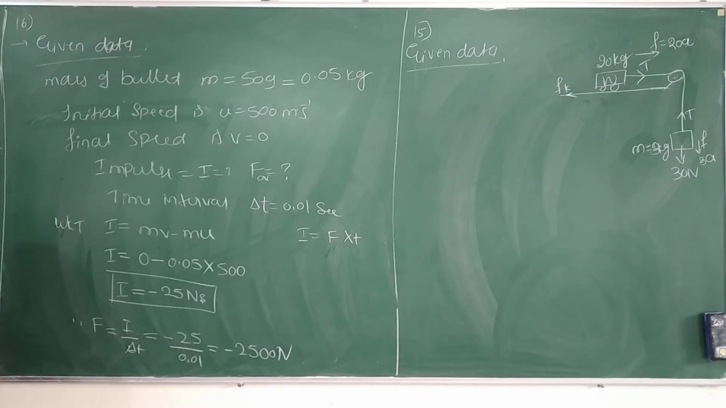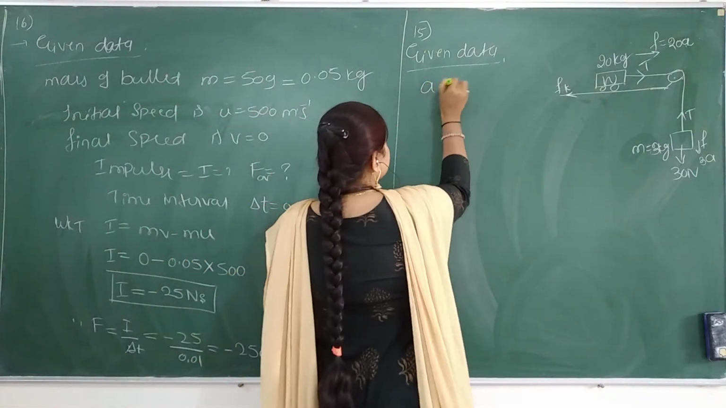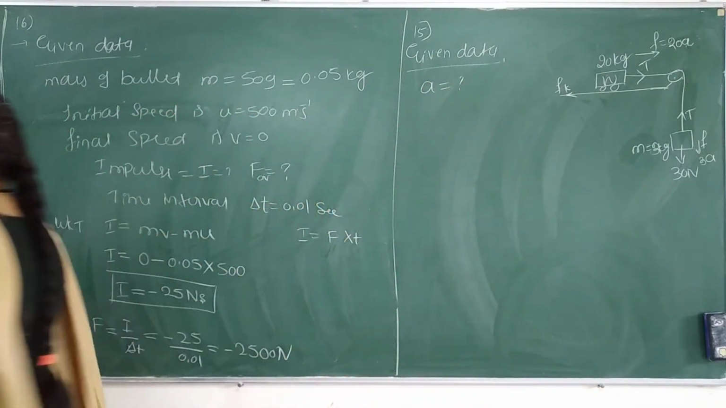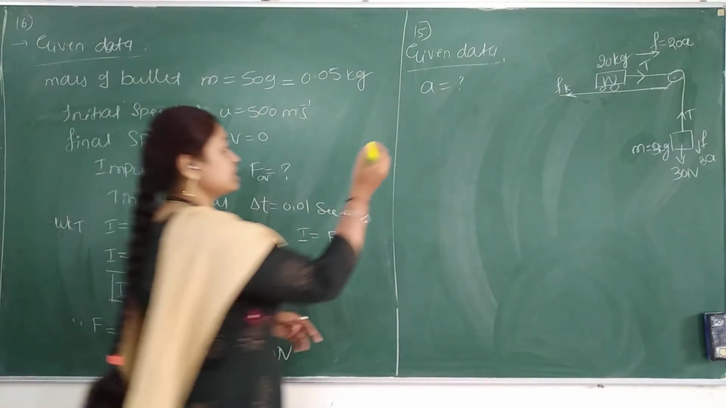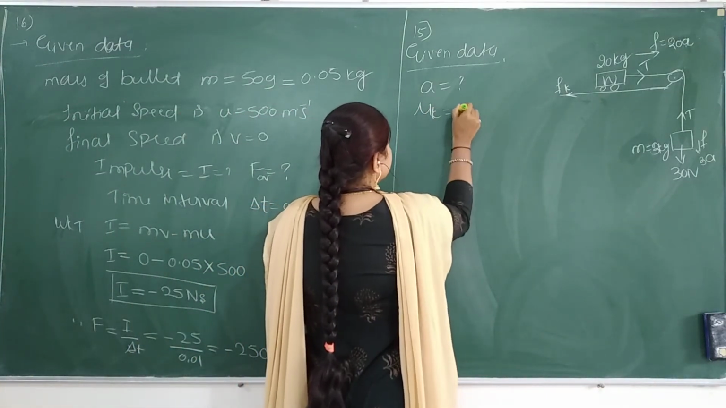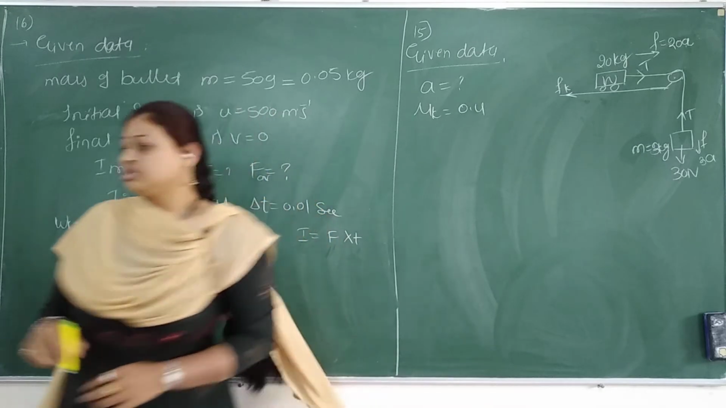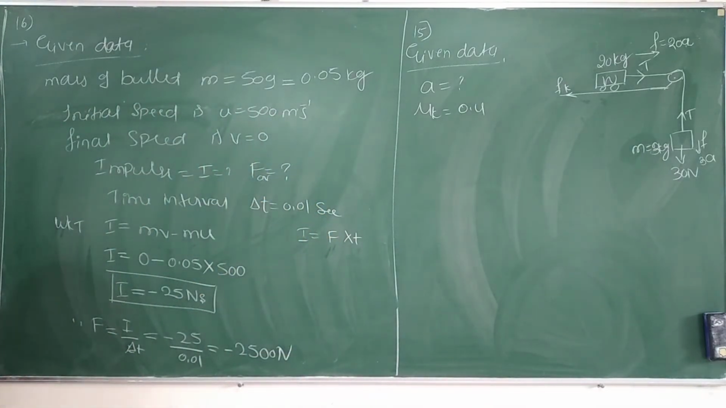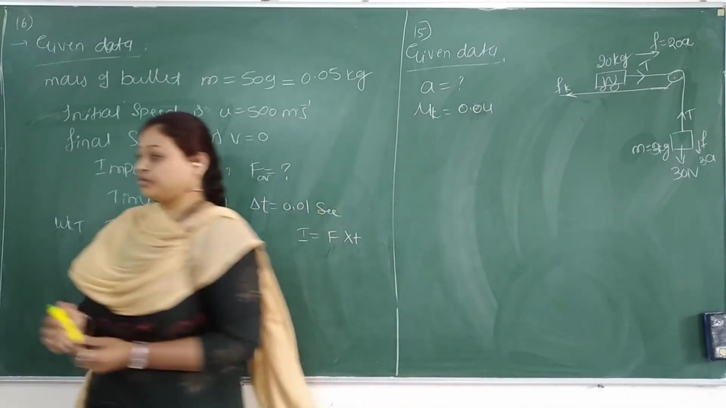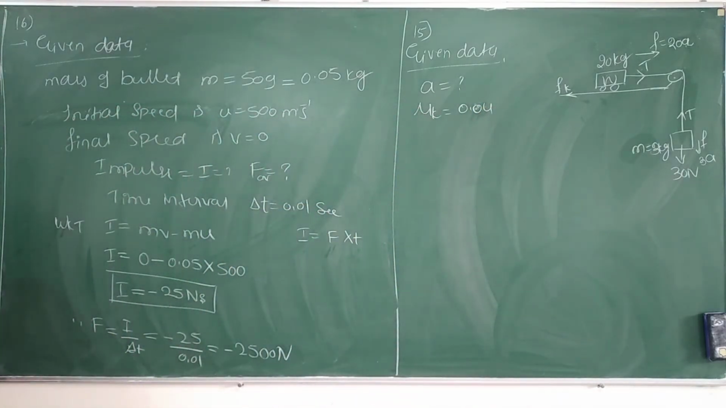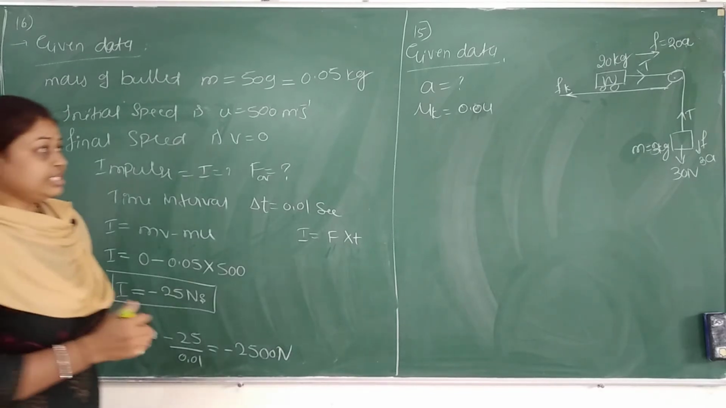What is the acceleration of the block and the trolley system? So you have to calculate the acceleration a. Then if the coefficient of kinetic friction between the trolley and the surface is, so kinetic friction is given, mu k. How much it is? 0.4. Then sorry, it is 0.04. 0.04. Next, what is given? What is the tension in the string? You have to calculate a tension in the string.